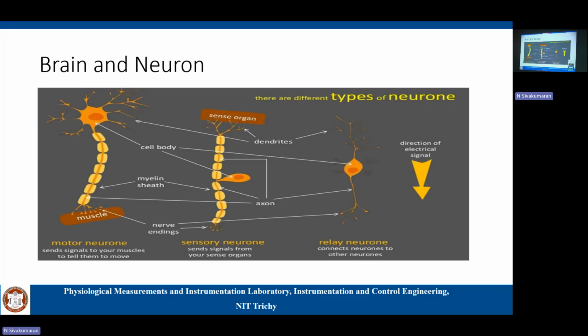So this is just a brief introduction for those who are non-bio people. Brain is one of the complex machines.